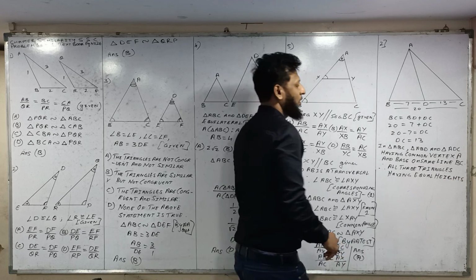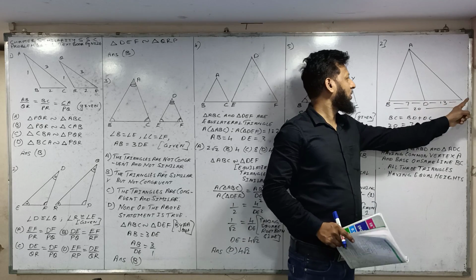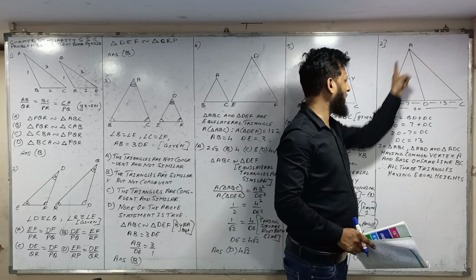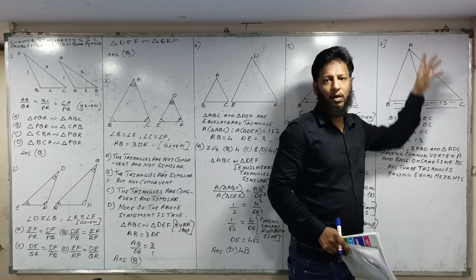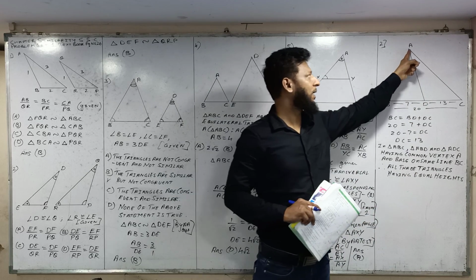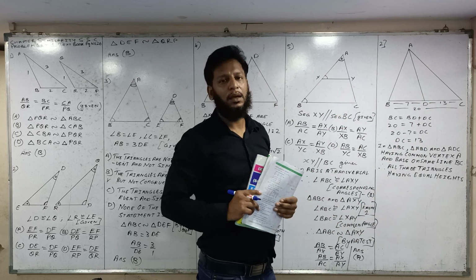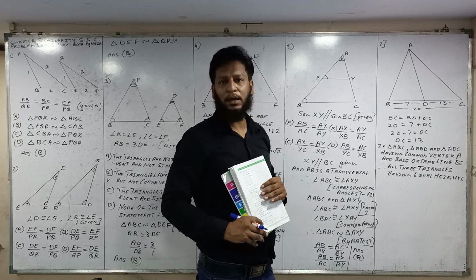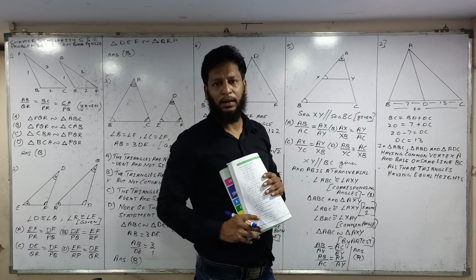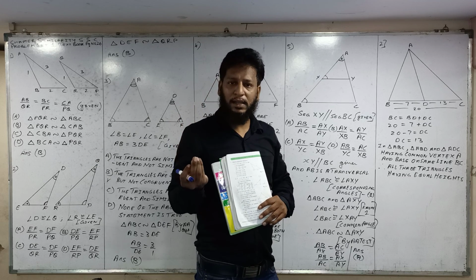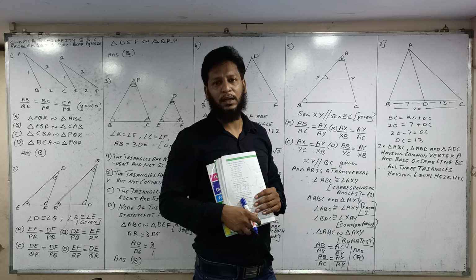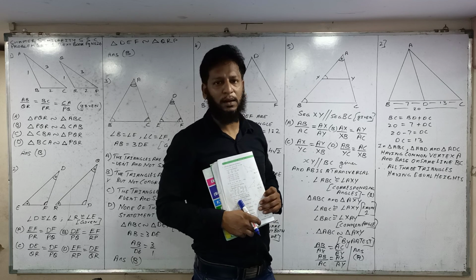Okay, so triangles ABC, ABD and ADC, all three triangles have a common vertex A and bases on the same line BC, opposite to vertex A. So the heights are equal for all three triangles. If triangles have equal heights, that means areas will be proportional to their bases.